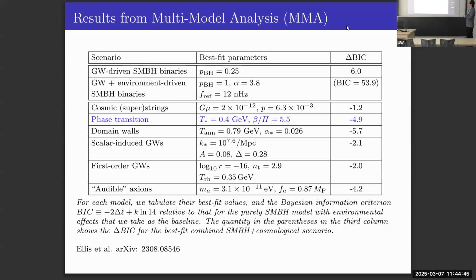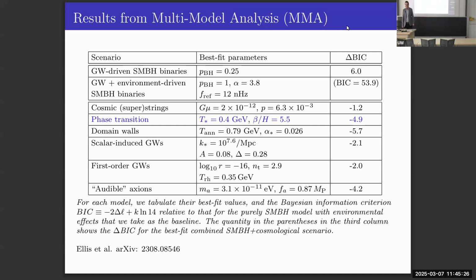As you see, all of the possible cosmological sources, at least for now, give us a slightly better fit. So cosmic superstrings, phase transitions, domain walls, scalar-induced gravitational waves, first-order gravitational waves from inflation, and even audible axions. They all fit slightly better, but of course you can also see that the difference between the numbers is small, meaning that the difference is less than 2 sigma. There is, of course, nothing indicative of this just yet. But I'm particularly happy that the signal from phase transitions is one of the best fits, because this is what I will continue to talk about in the remainder of the talk.